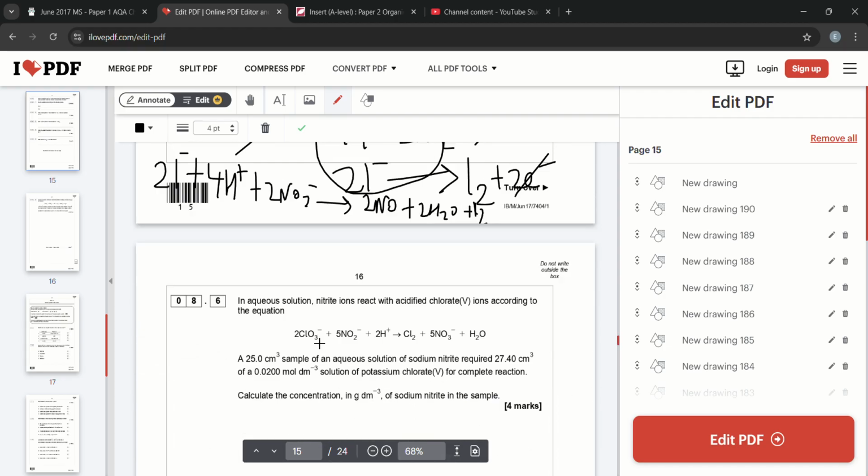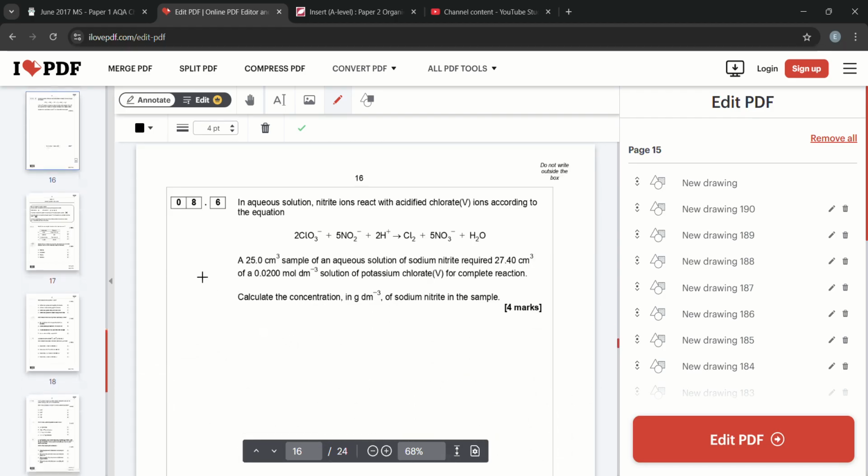Acceptor: electron acceptor, gains electrons. Then 8.6: in aqueous solution, nitrite ions react with acidified chlorate(V) ions according to the equation. A 25 cm³ sample of an aqueous solution of sodium nitrite required 27.40 cm³ of a 0.020 mol per dm³ solution of potassium chlorate(V) for complete reaction. Calculate the concentration, in grams per dm³, of sodium nitrite in the sample, for 4 marks.